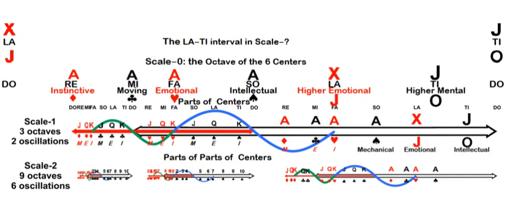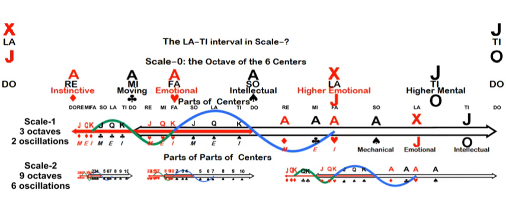octave. The 3 parts of these 6 centers, 18 cards, fall on the inner notes of the 3 scale 1 inner octaves. And finally, the 54 cards of the full deck are located on the inner notes of the bottom 9 scale 2 inner octaves, representing the parts of centers.